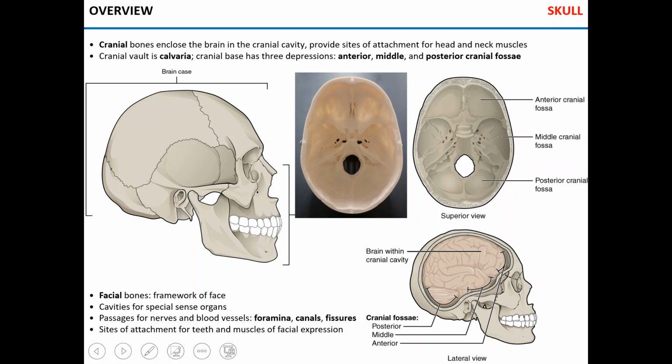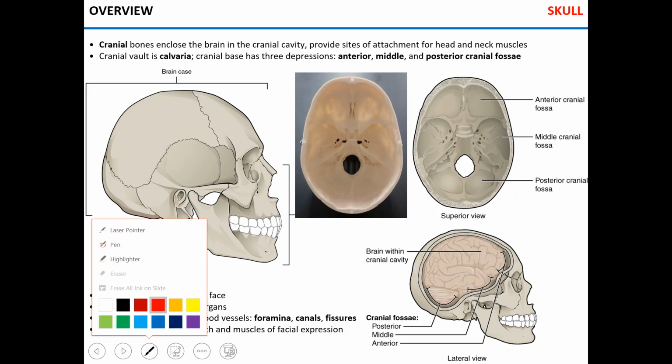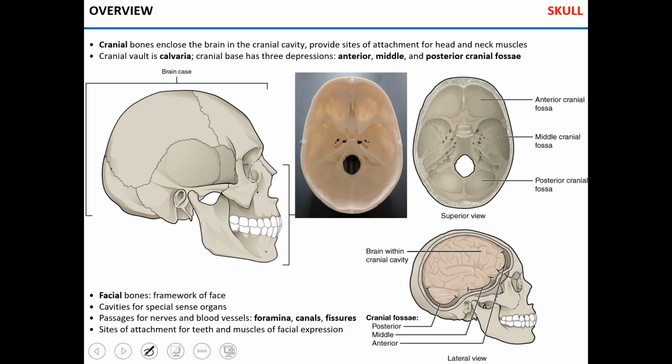Now we're going to talk about the anatomy of the skeletal system. We're going to start with the cranium. So there are two types of bones in the cranium: cranial bones and facial bones. Cranial bones protect the brain. It's also the site of attachment for the muscles that move the head and the neck.